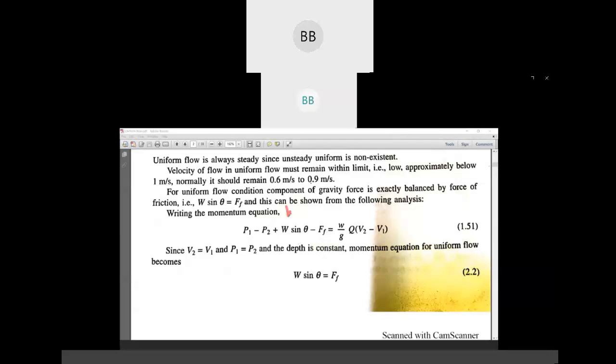From here it will be left out as W sine theta minus friction factor is equal to 0. As V2 minus V1 is the same, it will be 0, and 0 multiplied by this will again be 0. So on the right hand side it will be 0. On the left hand side, this will be cancelled out. What will be left is W sine theta minus friction factor, or you can also say that W sine theta is equal to friction factor for uniform flow.